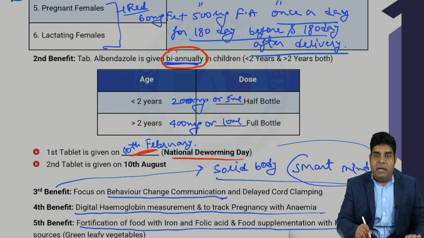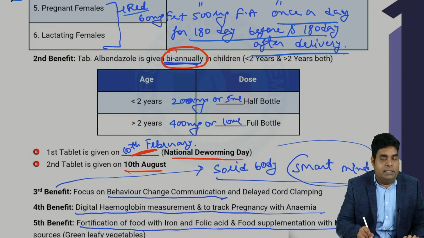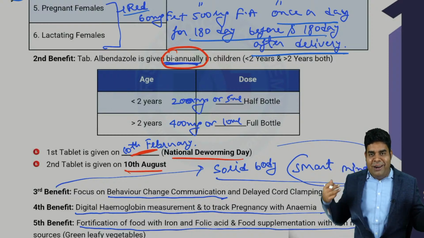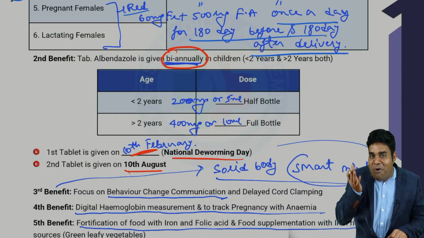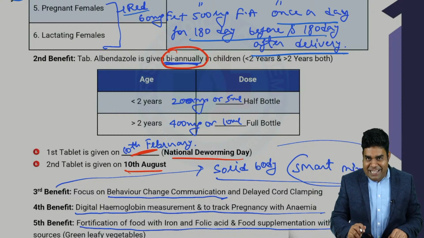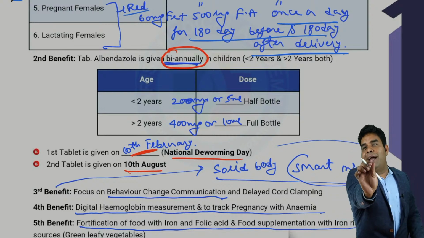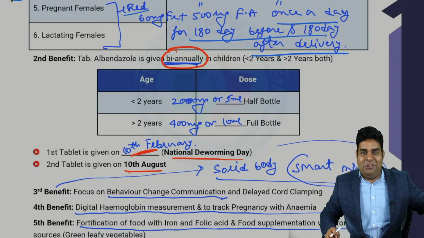That is National Deworming Day, and the second is on 10th of August. So if you meet your girl or your boy 4 days before Valentine's Day, you will put that 1 tablet of albendazole in their mouth.